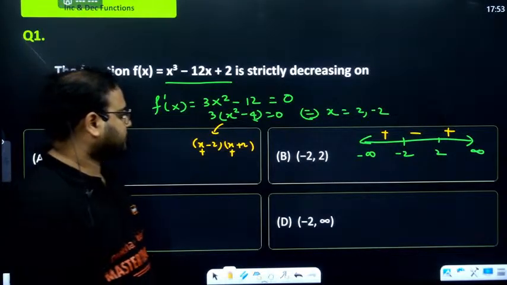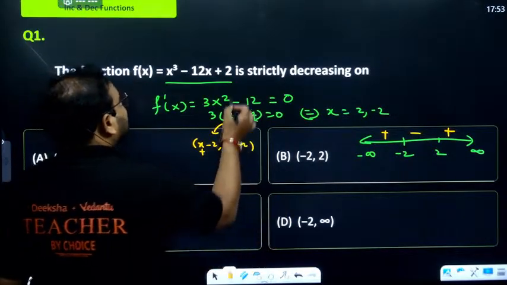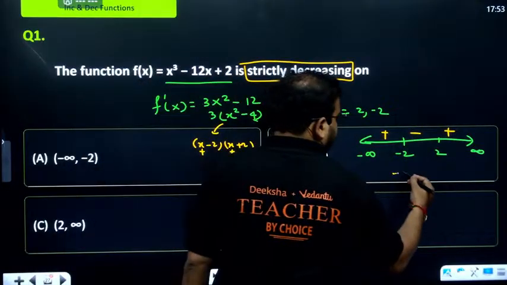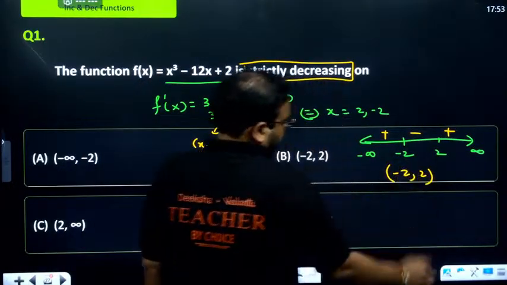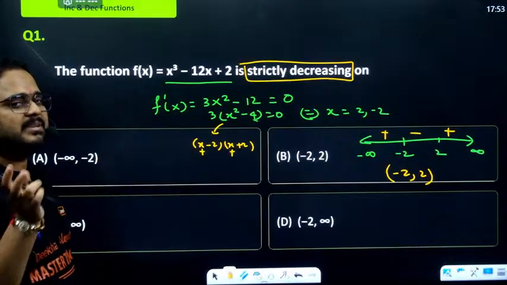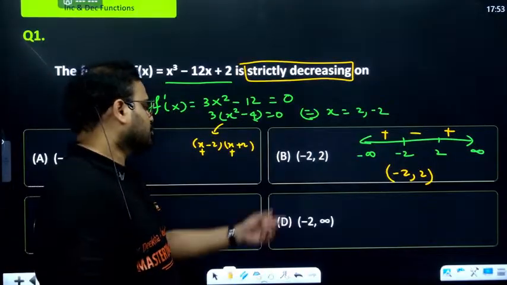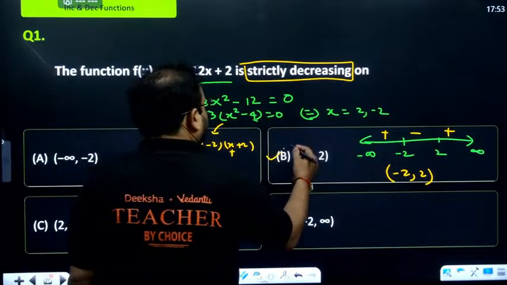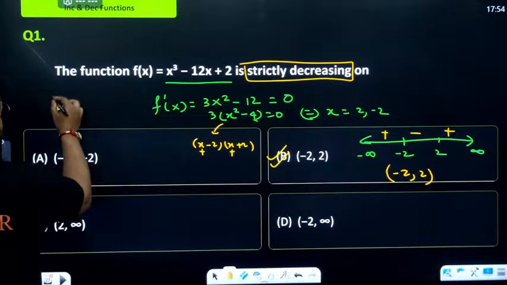I want strictly decreasing, means I want the negative part, and I want open, because strictly decreasing means I cannot have the closed intervals. So open, and I have to take the minus side. So my answer is this only. My answer is option B.